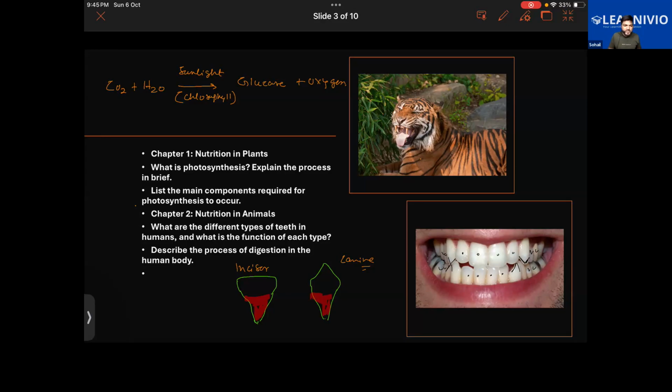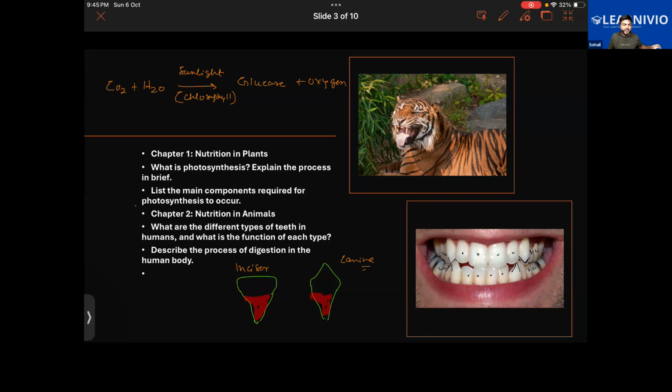So the process of digestion starts from the mouth. Which component of the food is partially digested in the mouth? Is it the starch, protein, carbohydrate? It's the starch.